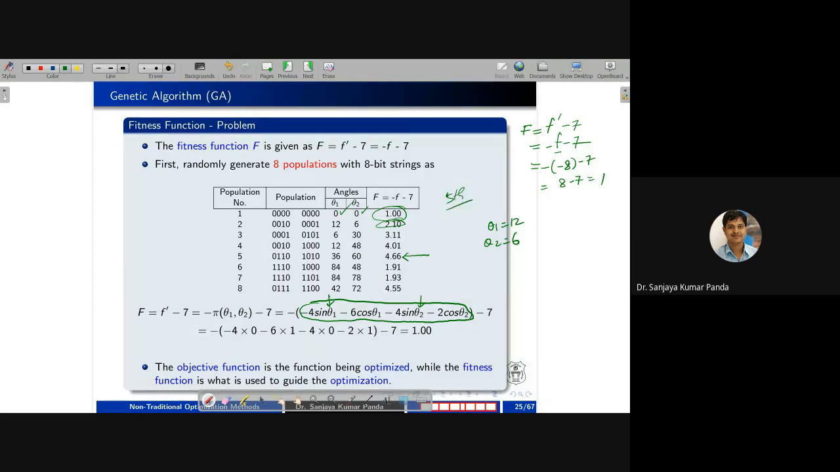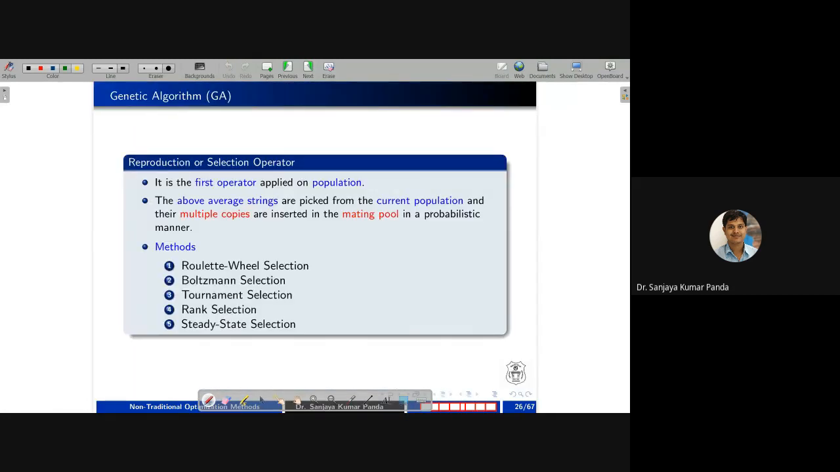And which population is the worst population? You can obviously say population 1 is the worst, because the value is 1, which is the least among all the 8 different populations. As a summary, the objective function is the function that is going to be optimized, whereas the fitness function is what is used for guiding the optimization. Sometimes we can also take the fitness function to be the same as our objective function.